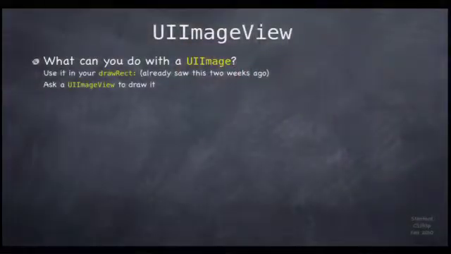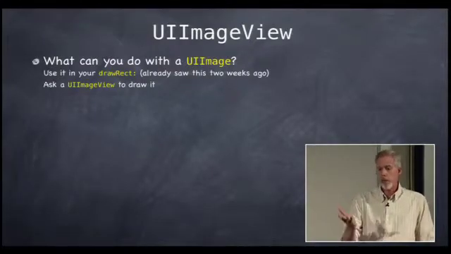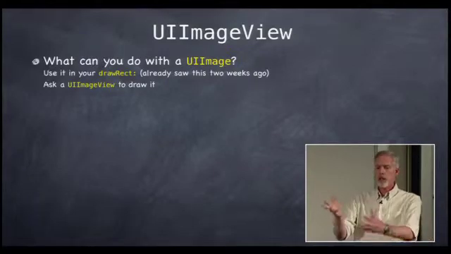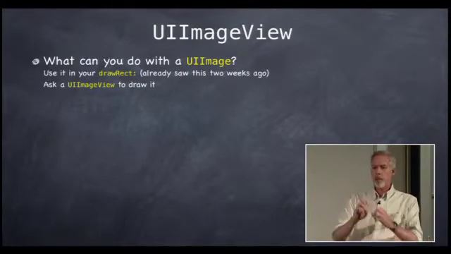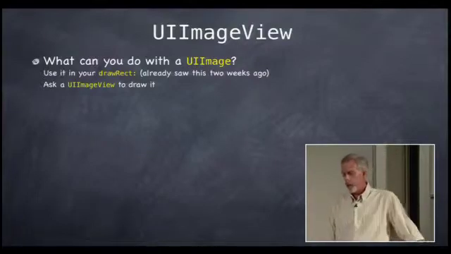All right, so you've got a UIImage from one of these sources. What can you do with it? Well, I mentioned in a previous lecture that there's some functions that you can use to draw that image in your drawRect. Like, drawInRect, which will scale it, or drawAtPoint, which will just draw it with the upper left-hand corner there.